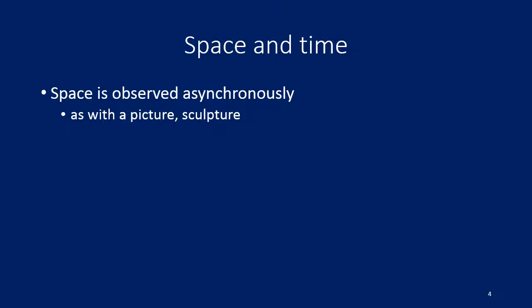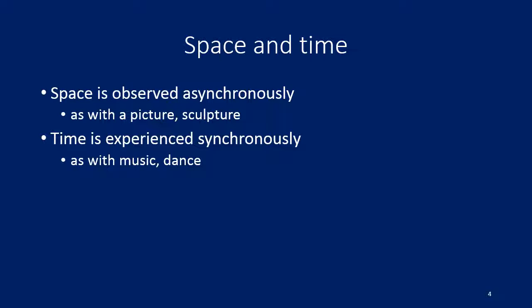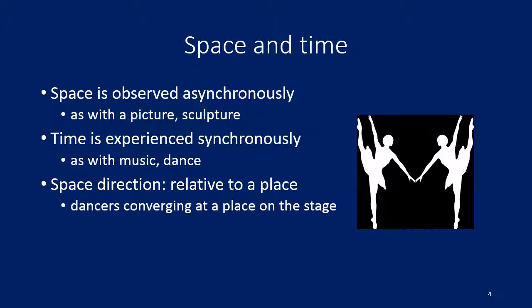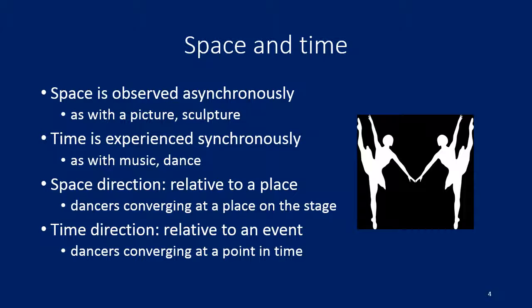Now, space is observed asynchronously, such as with a picture or sculpture, and time is experienced synchronously, as with music or dance. Space has direction relative to a place, such as dancers converging at a place on the stage. Time also has direction relative to an event, such as dancers converging at a point in time.